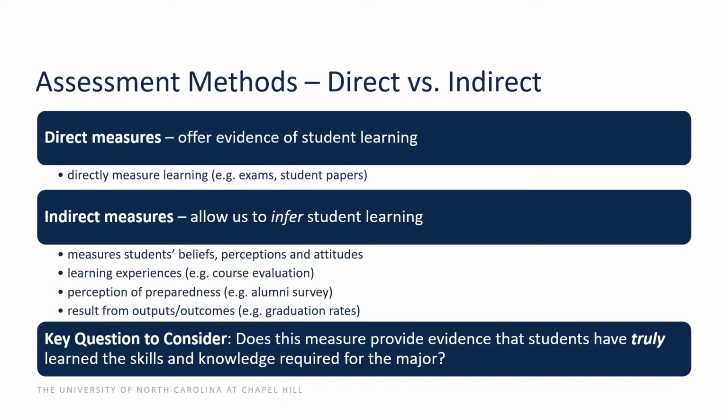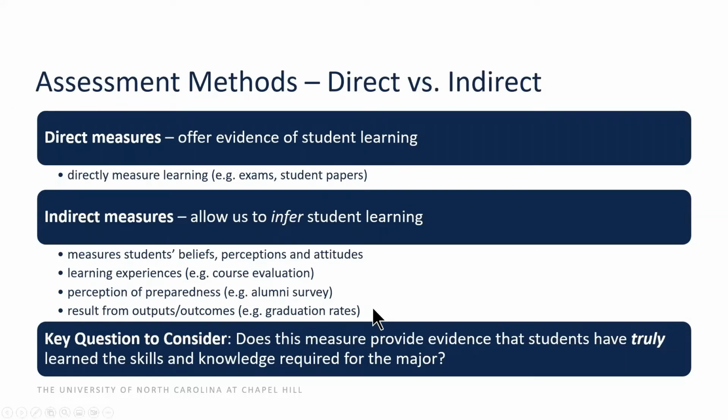has produced. But you can think about it in contrast to what indirect measures are, which are things that allow us to infer that student learning has occurred. And so these might be things where you are measuring students' beliefs, perceptions, or attitudes. You know, how confident do they feel in being able to perform this skill or to know this information? It might be based on their learning experiences in the program, such as their evaluations of courses or experiences.